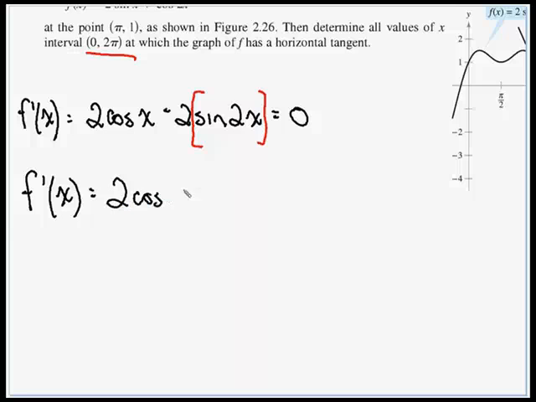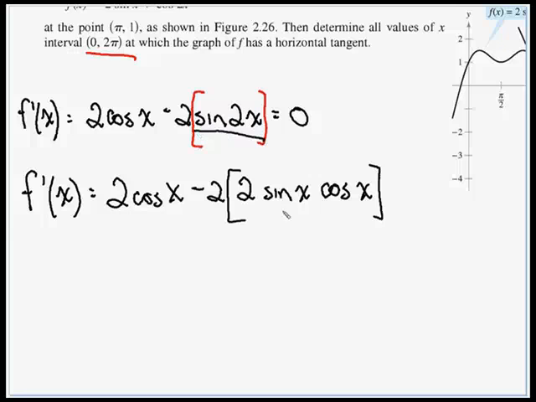So our 2 cos of x will stay the same for now, and then we're going to have minus 2 inside these brackets, the sine of 2x. We can replace that with something else, and that something else is 2 sine x cos x. That trig identity is probably somewhere in the back cover or the front cover of your calculus book somewhere. So the sine of 2x we replaced with this. That's equal to 0.